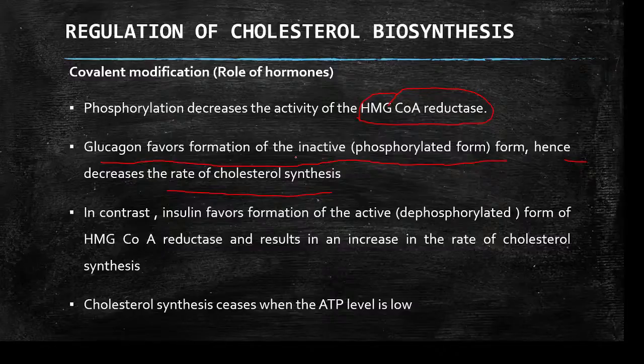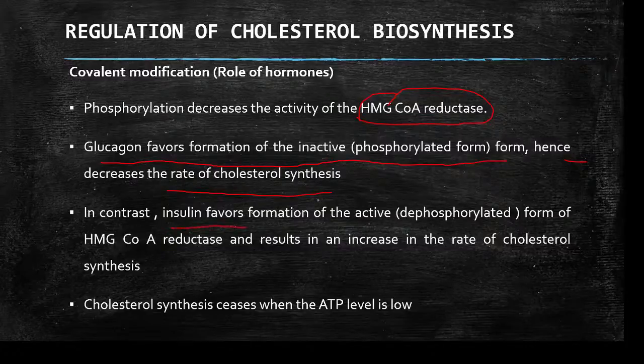Why does it decrease? Because glucagon is released when glucose level is low. At that point of time, you require acetyl-CoA for energy production, because glucose level will be low. So it conserves acetyl-CoA and diverts acetyl-CoA towards the TCA cycle rather than cholesterol synthesis.